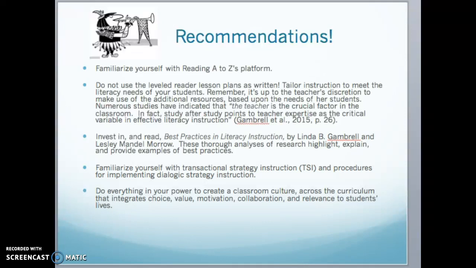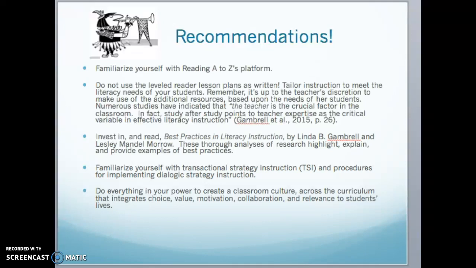Invest in and read Best Practices in Literacy Instruction by Linda Gambrell and Lesley Morrow. These thorough analyses of research highlight, explain, and provide many examples of best practices throughout literacy. Familiarize yourself with transactional strategy instruction, also known as TSI, and procedures for implementing dialogic strategy instruction.